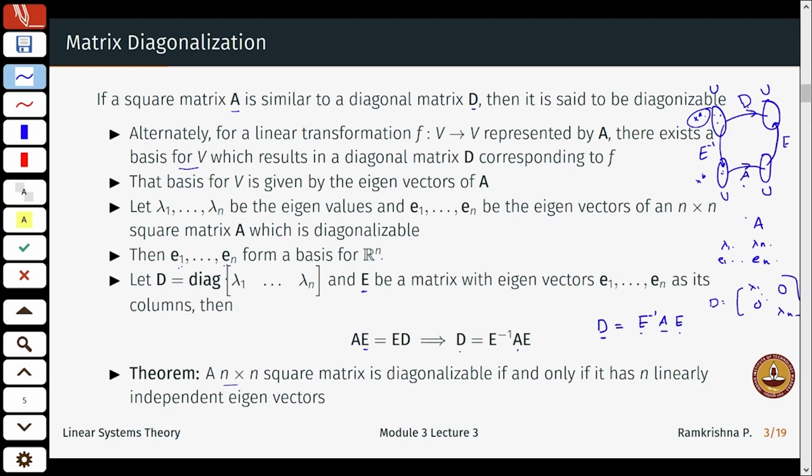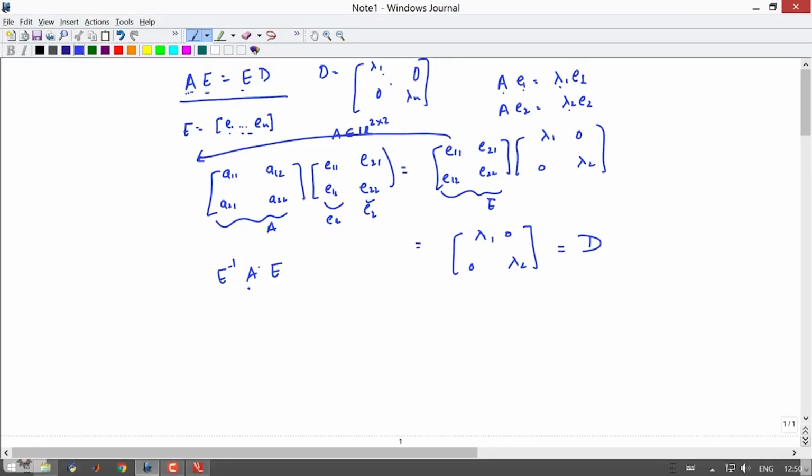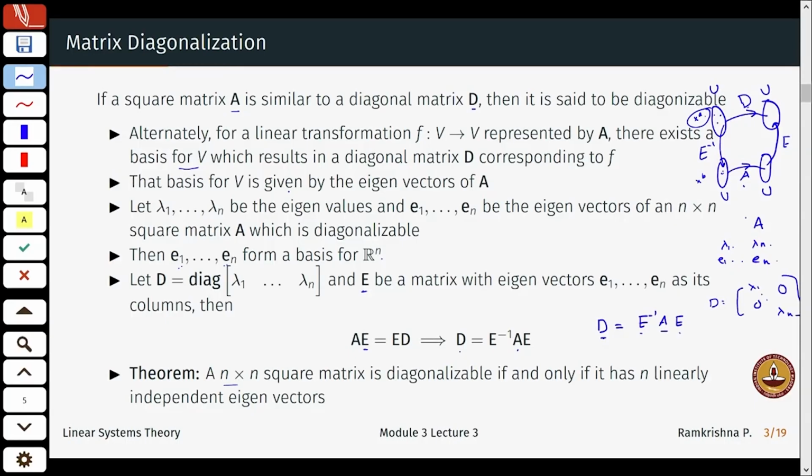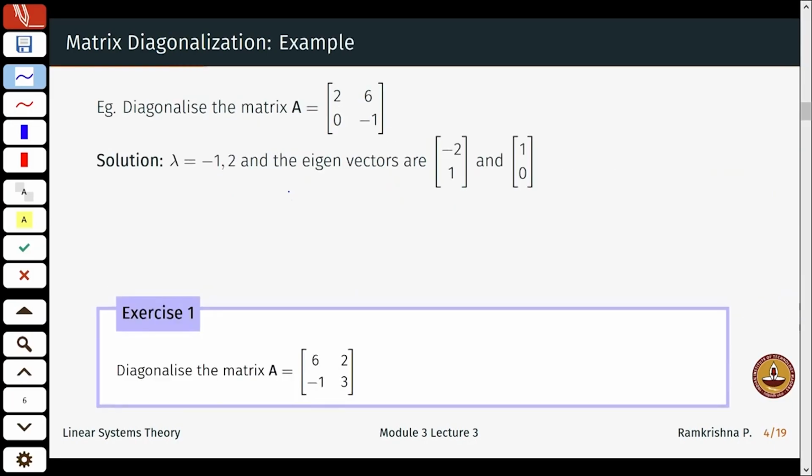Right. So the reason for that is the invertibility of this matrix E. If they are not linearly independent, then you may not be able to do this. What to do when they are not linearly independent is something we will address later in this lecture. Okay, so there are some simple examples.